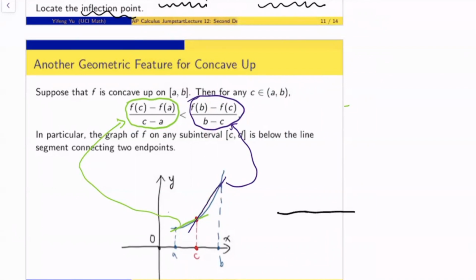And then also, if I have a concave up function, so this is A and this is B.